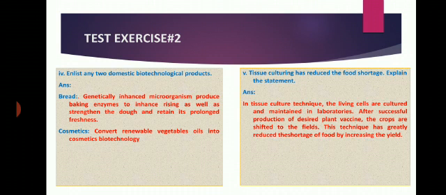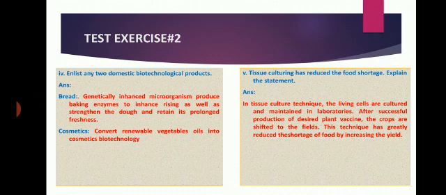Okay, the last question of this exercise is: tissue culturing has reduced the food shortage. Explain the statement. Why does the food shortage occur? When there is less supply as compared to demand of something, definitely then the food shortage will occur. Now what happens in tissue culture? In tissue culture, the fragments of tissues from an animal or a plant are transferred to an artificial environment, usually the laboratories, in which they can continue to survive like the normal way.